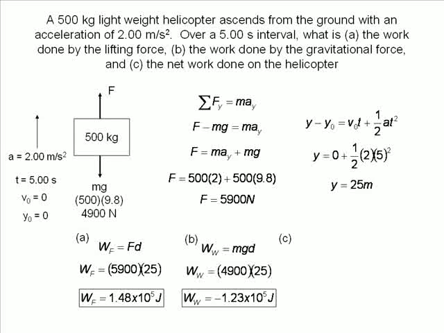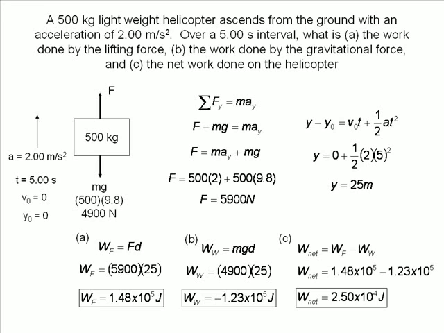Finally, in part C, we want to find the net work done on the helicopter. The net work is equal to the sum of all the work done by the individual forces. Here we have two forces, and since gravity is slowing the helicopter down, we subtract it from the work done by the upward force. We substitute in our values and find the net work done on the helicopter.